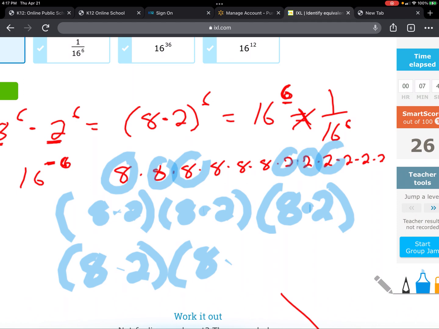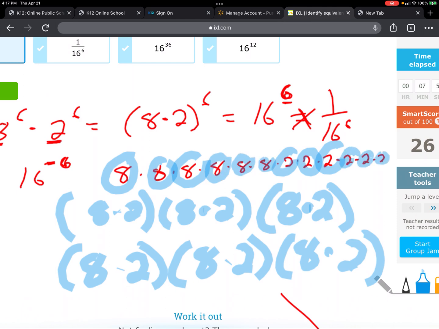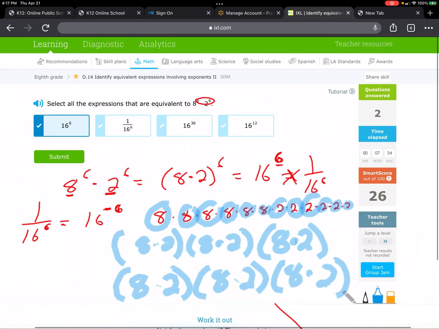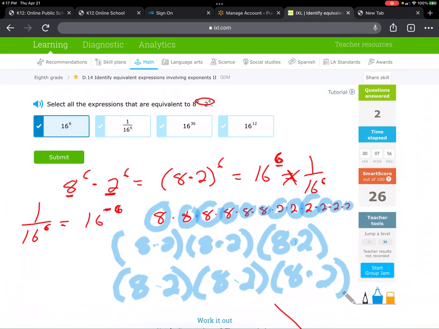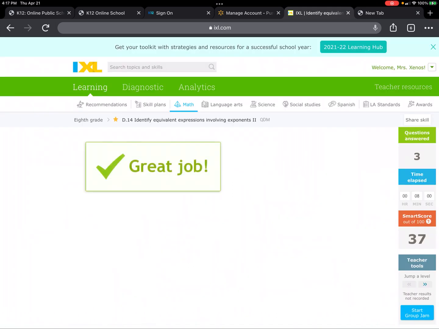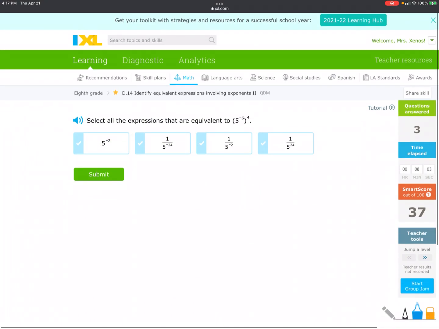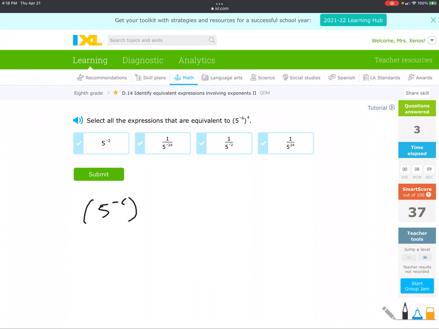So that's where we get 8 times 2 to the 6th power. Because this is a pair, those go together, and those go together. So it ends up being 8 times 2, which is why we get the 16, and it's to the 6th power. So that's our only answer. Hit submit. Got it.